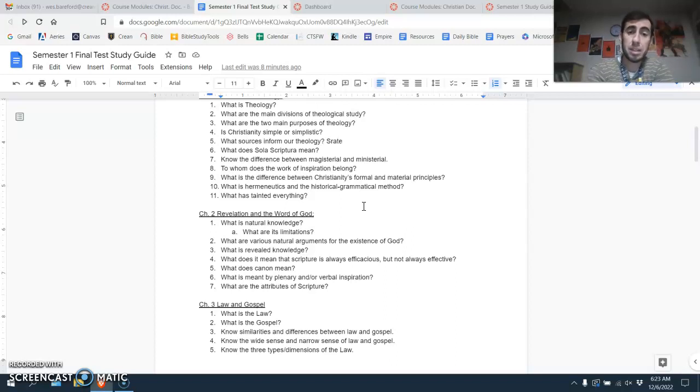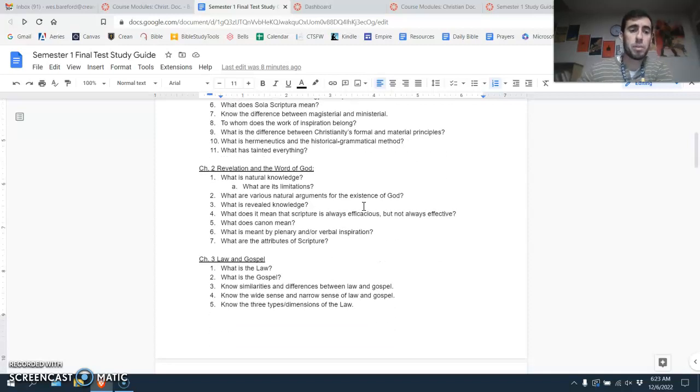All right, what has tainted all of this? Sin, right? Sin negatively affects our ability to do theology well. It affects our reason, it affects our understanding of our experience, and so on. So we are sinners doing theology, and we need to take care that we try to do it carefully and really test our beliefs against God's clear word.